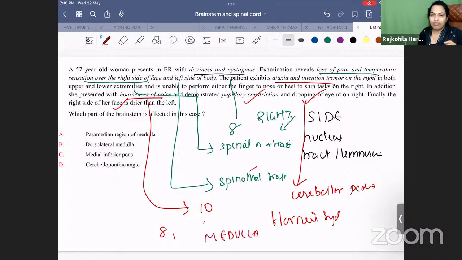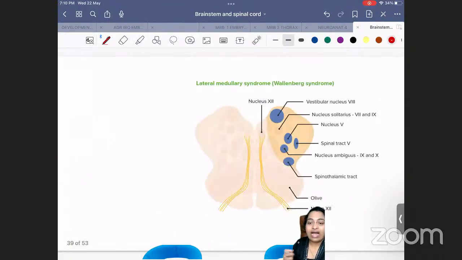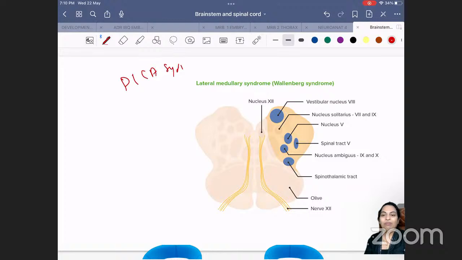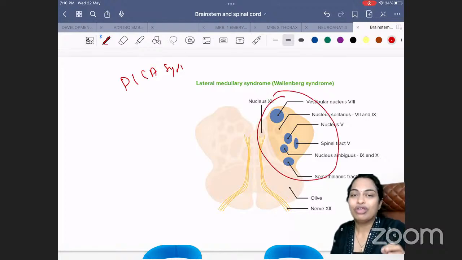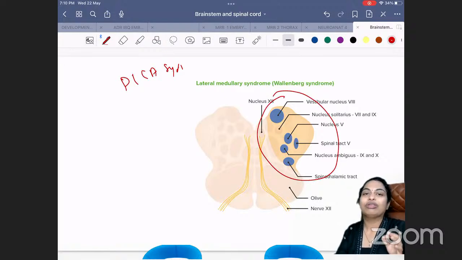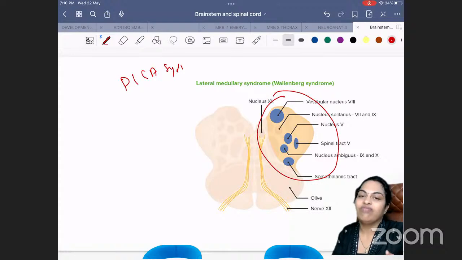Which region of the medulla? Dorsolateral medulla. What is this syndrome called? It's called the lateral medullary syndrome, or the Wallenberg syndrome, or else the PICA syndrome, because the dorsolateral zone of the medulla is supplied by the posterior inferior cerebellar artery, a branch of the vertebral artery. Occlusion of this artery, this area can go for infarction.